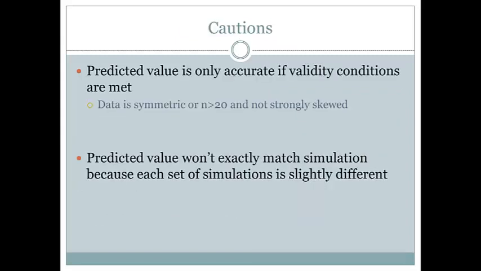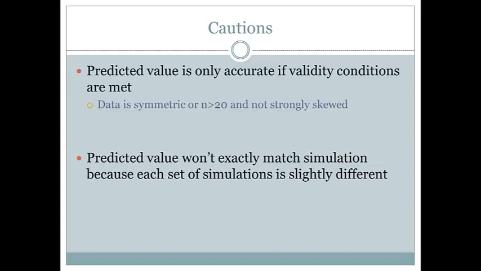A couple quick words of caution. First, that predicted value, in this case 0.938 for the standard deviation of the sample means, is only accurate if validity conditions are met. In this case, the validity conditions are that the underlying data is symmetric, or, as is the case here, the sample size is greater than 20 and the data is not strongly skewed. We have some right skewness in this data set, but the sample size is large enough and it's not a real strong skewness.